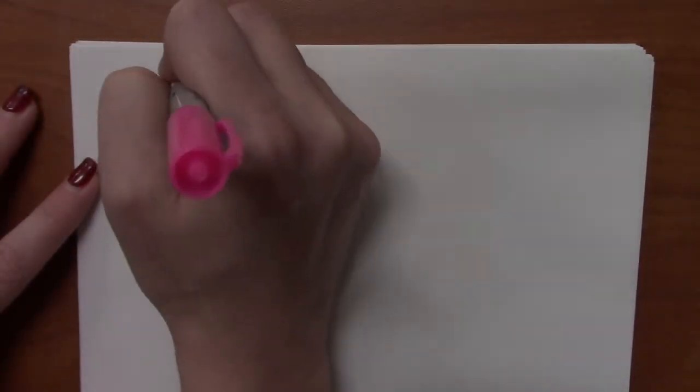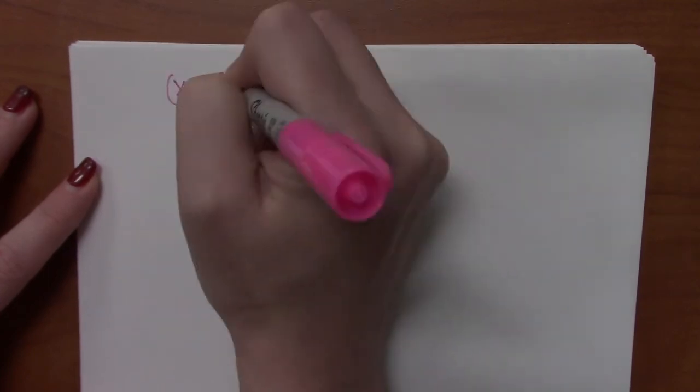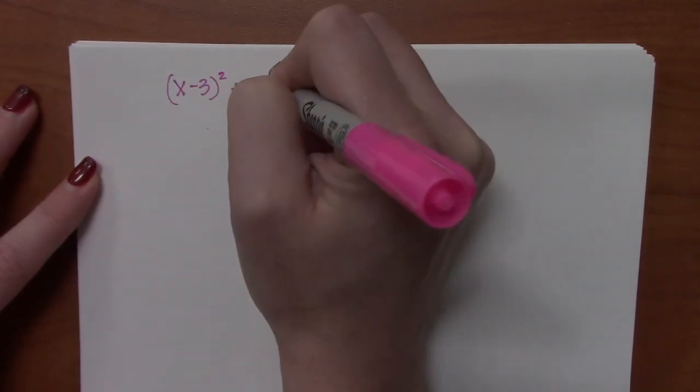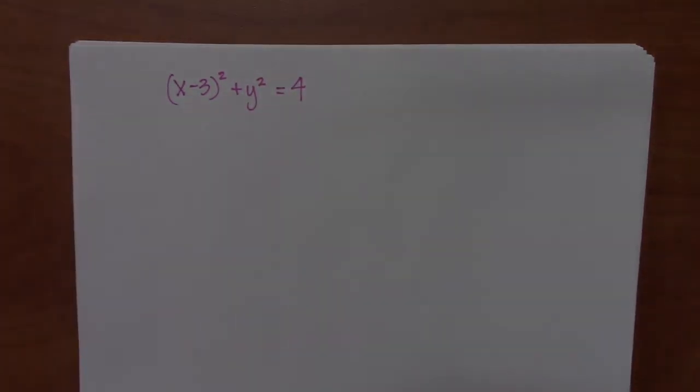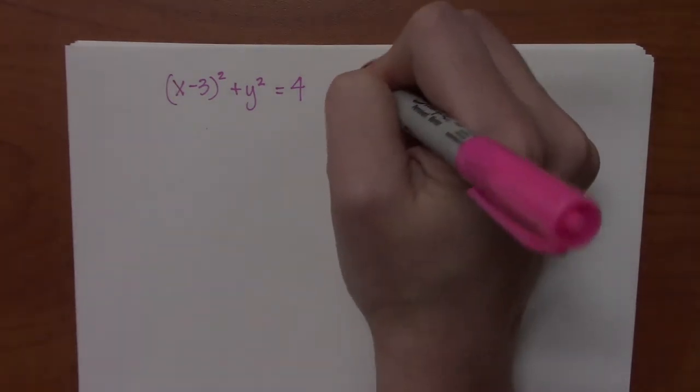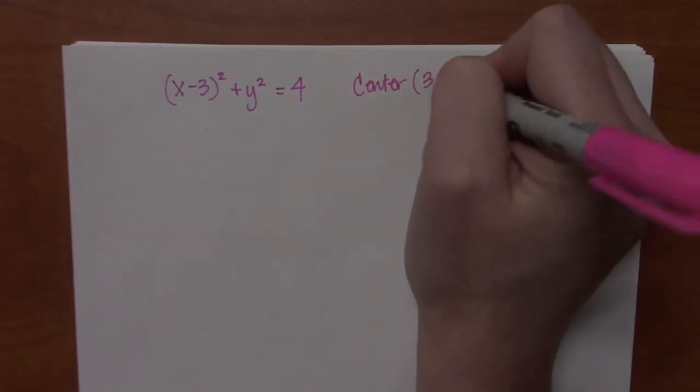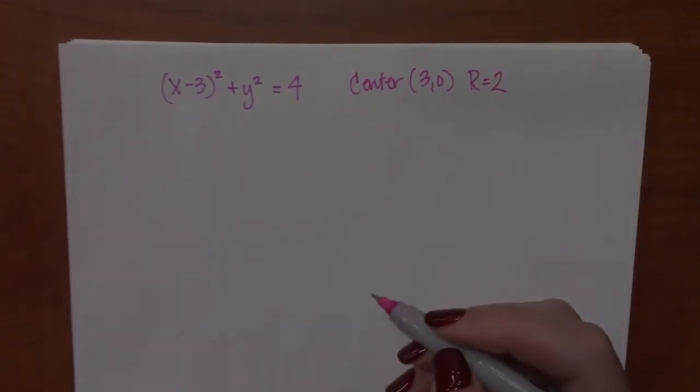So let's look at another problem and try to look at that semicircle. So let's say I have this. So what's the center of this circle? 3, 0, right? The 3 comes out of the x. The center is going to be 3, 0. And the radius is 2.